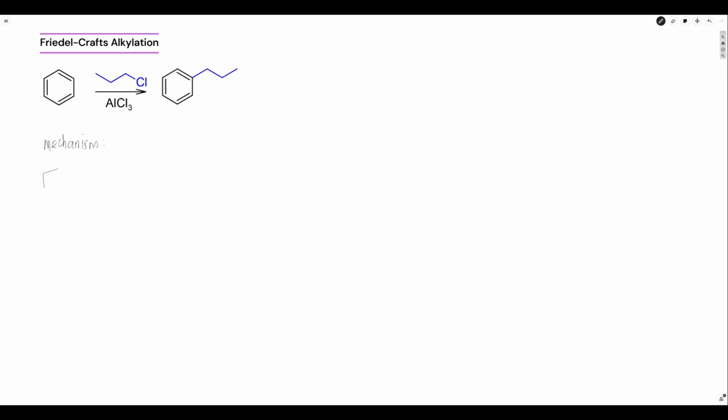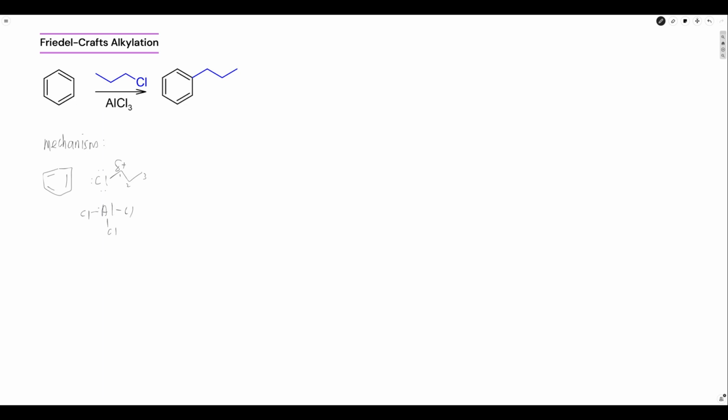Now, interestingly, if you try to perform this alkylation with just chloropropane, it will not work. There is a delta positive at C1, C1, 2, 3. C1 is electropositive. There is a partial positive there, but it's not nearly electropositive enough for the electrophilic aromatic substitution reaction to work. In other words, we have to find some way of making chloropropane a better electrophile. And we do this by adding a Lewis acid.